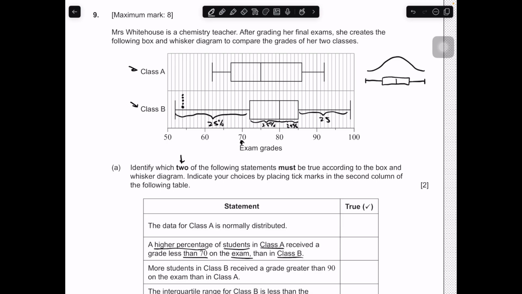I don't know how large the class is, but we could imagine that all of them got a grade well below 70, that all of the 25% is clustered here. What we know for class A is that 25% and potentially at least one, right? Potentially they're all here, and then there's one person here. But we know that part of this 25% group got a grade of less than 70 by definition, or it wouldn't end here. So yes, this is true. A higher percentage of students in class A received a grade less than 70.